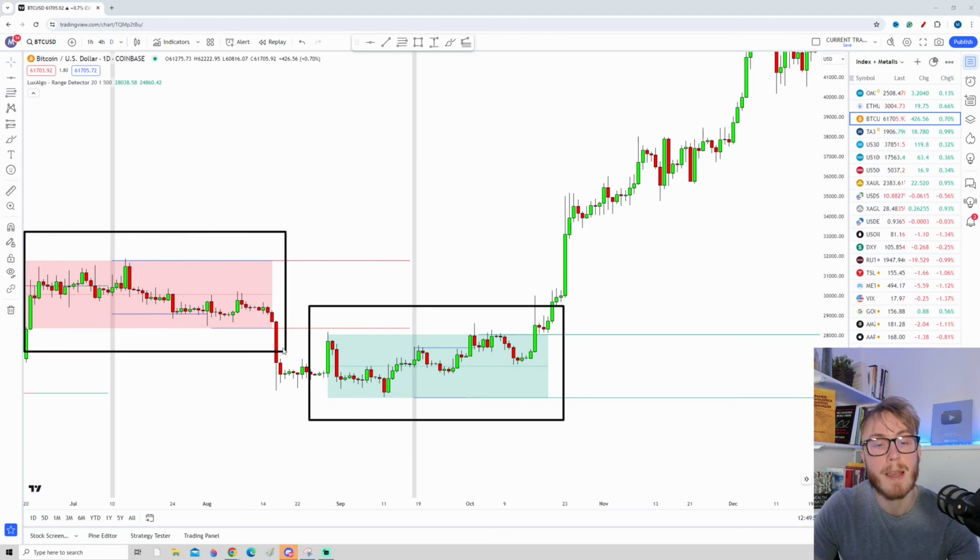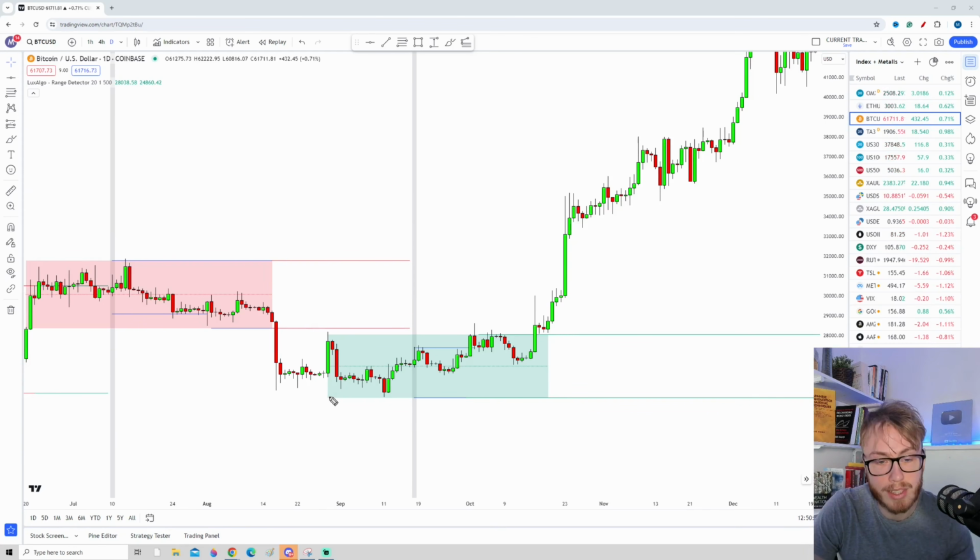So this indicator is pretty similar to the previous indicator, but instead of detecting trends automatically, this indicator detects trading ranges automatically. And trading ranges are basically horizontal trends where the price is going sideways, defined by a support and resistance. And how does this indicator work?